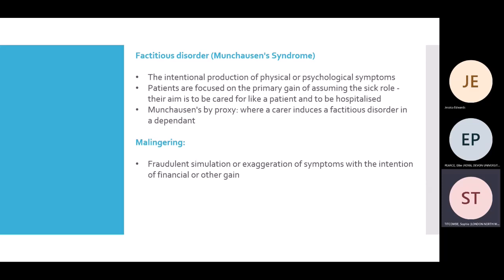And the final two disorders that seem to crop up under this area of psychiatry are factitious disorder, which is also known as Munchausen's, and malingering. Whereas with the 4 other disorders we've mentioned, patients haven't intentionally been producing their symptoms, with factitious disorder, a patient is actually taking action to induce a particular symptom. And with Munchausen's, that's because they want to assume the sick role. They want to be cared for and potentially even to be hospitalized. And Munchausen's by proxy is where you've got a carer who is inducing illness in a dependent.